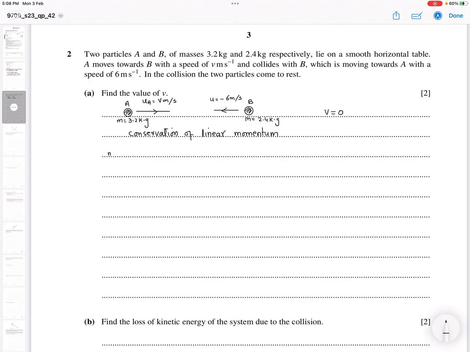And it says mAuA plus mBuB equals mAvA plus mBvB.